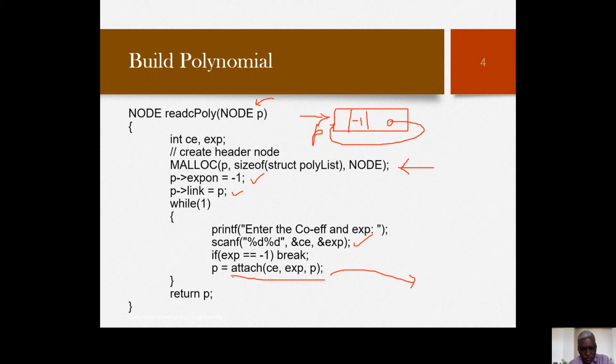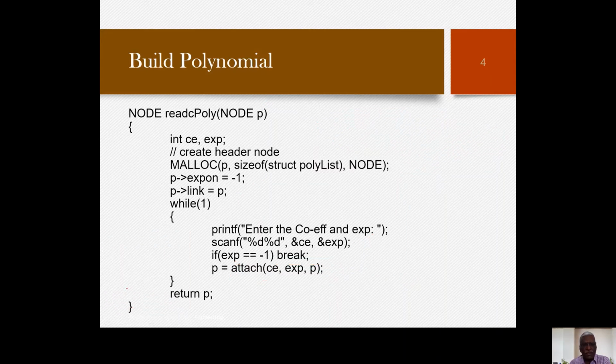So now we have to design this attach function. How do we design this attach function? That is very simple again. We create a new node here, put this coefficient and exponent, make sure that the header node is attached here, and the next or link field of this should again point to this. This is the usual method which we will follow, but anyway we will see how this could be carried out. My next slide will actually show the function called attach.